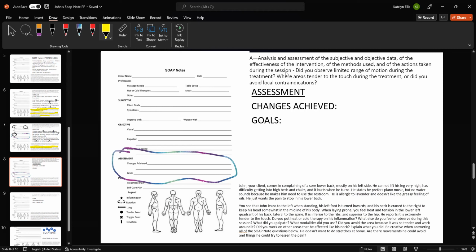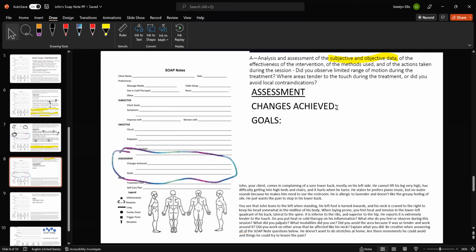All right, this is the analysis and assessment of the subjective and the objective data. So you're going to ask them if they feel decreased tenderness. Did you see increased range of motion? All right, what went on?